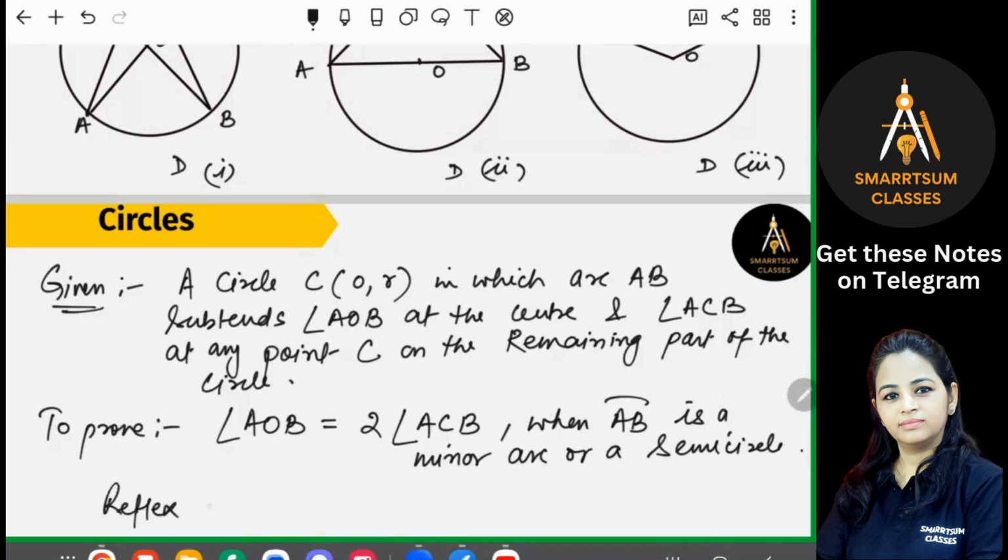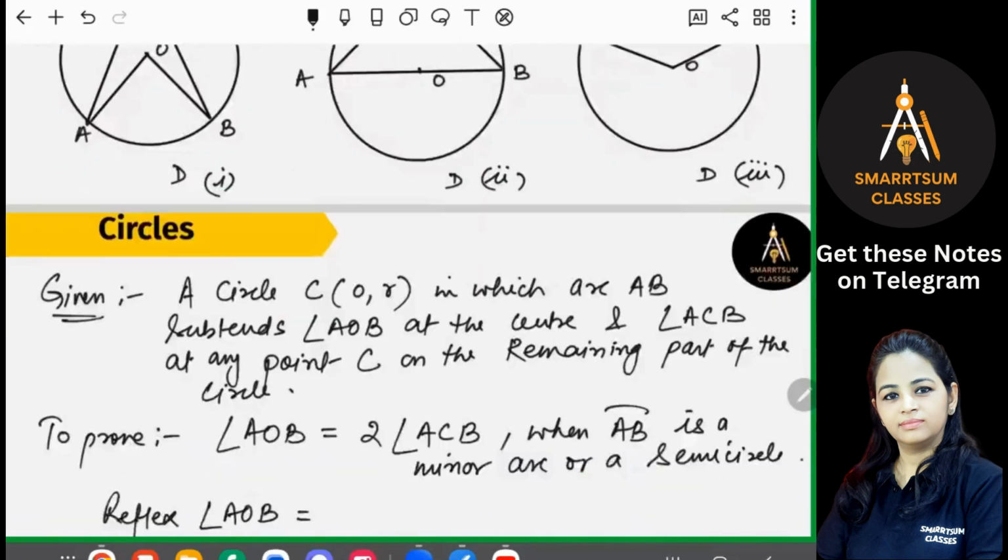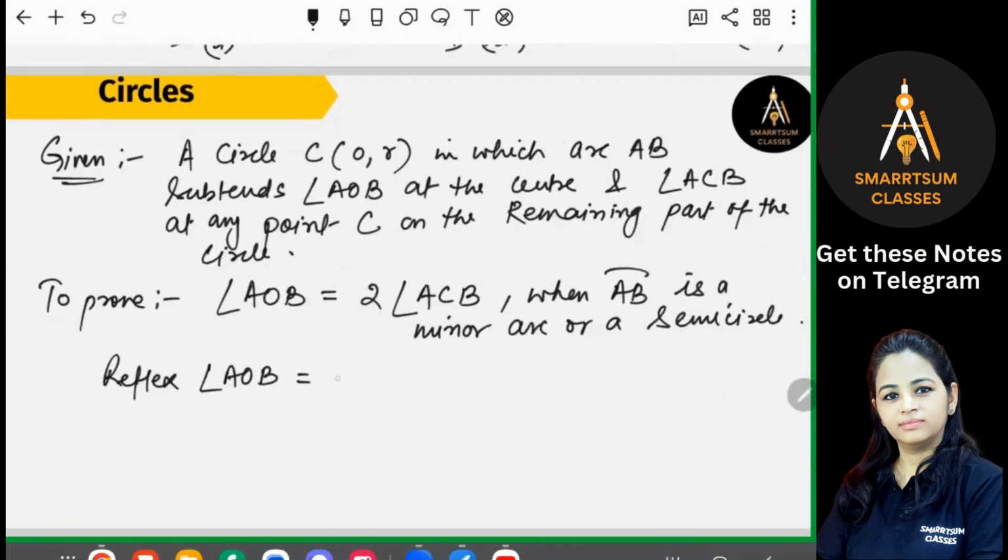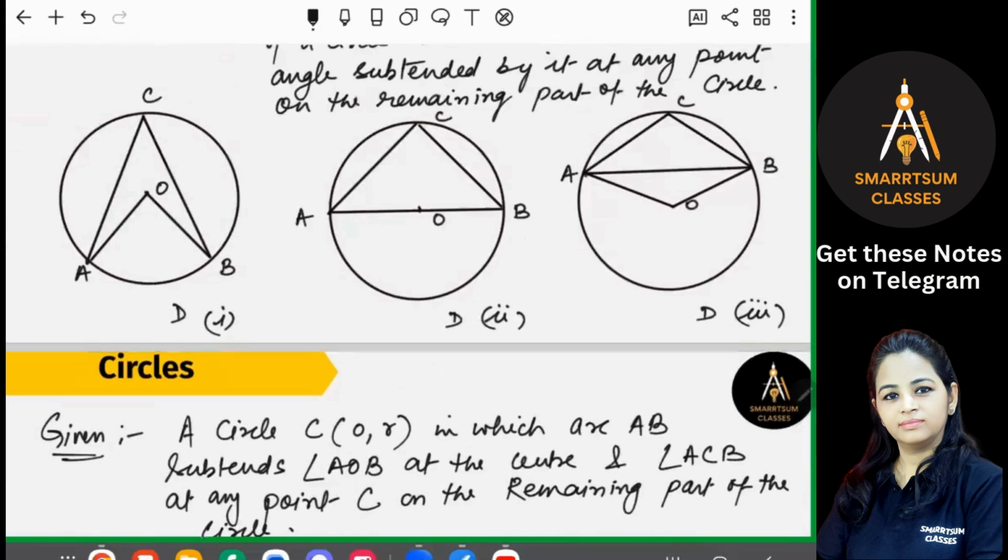The reflex angle AOB, because in the third case, it is the reflex angle, right? Reflex angle AOB is equal to twice the angle ACB when arc AB is a major arc. Is that clear? So when we assume that AB is the major arc in the third part, then this reflex angle is actually double of the angle ACB. Is that clear? So this we are going to prove here.